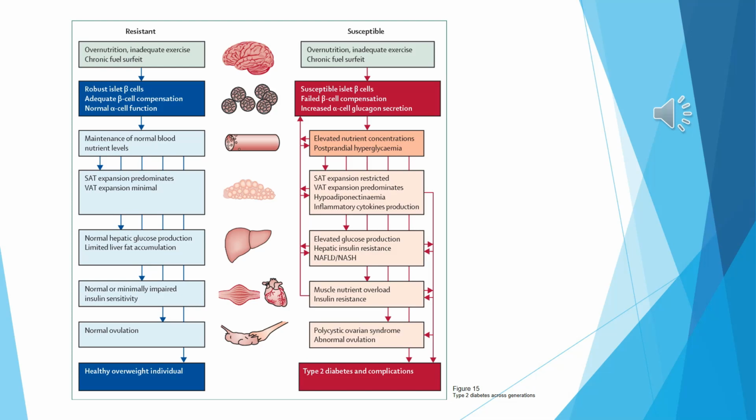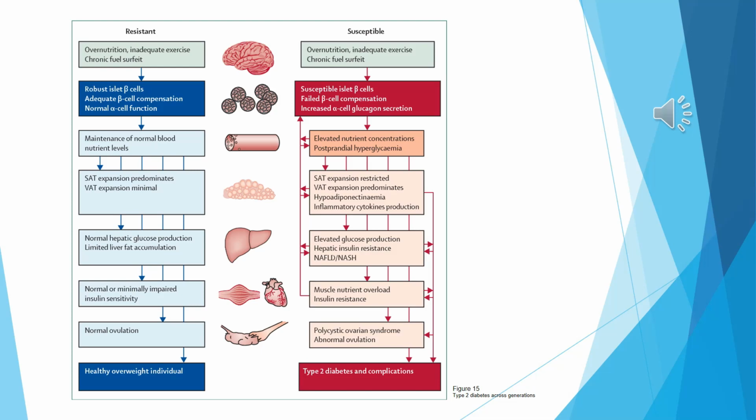Over time, the pancreas may struggle to keep up with the increased demand, leading to insufficient insulin secretion. Genetic predisposition, sedentary lifestyle, obesity, and old age are the risk factors of type 2 diabetes.